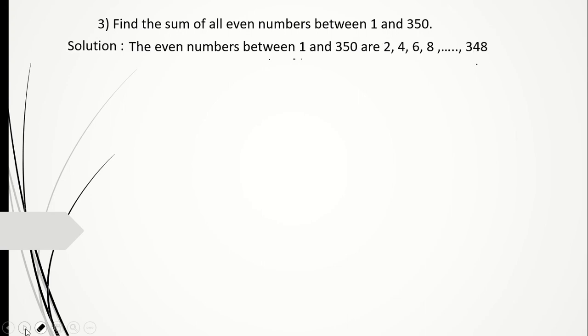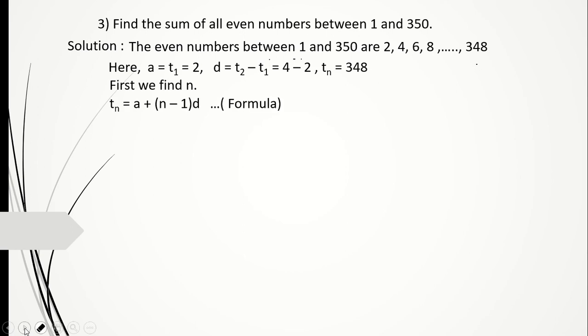The even natural numbers between 1 and 350 are 2, 4, 6, 8 and so on up to 348. So here a is 2, d is t2 minus t1, that is 4 minus 2, which is 2. Although it is not written here, it is understood. And the last term, tn, is 348. So first we use the Tn formula and find out what n is.